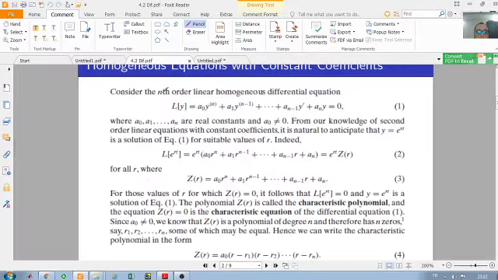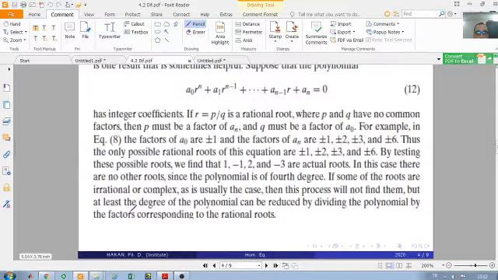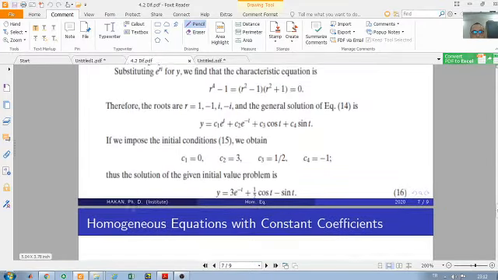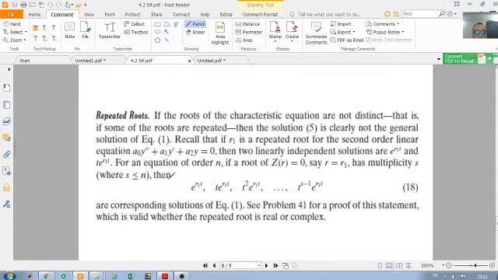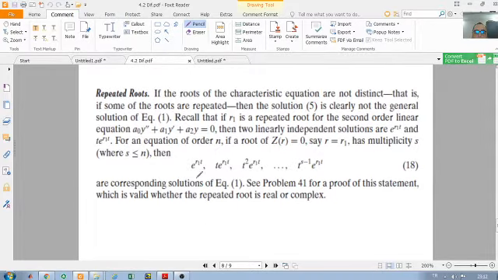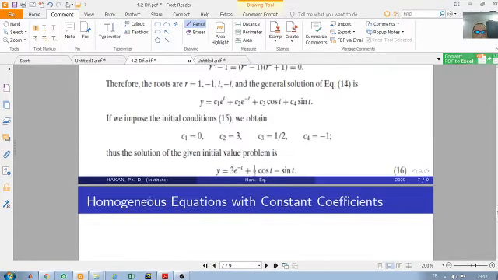You can see this in the lecture note here. For an equation of order n, if a root of the characteristic equation, say r1, has multiplicity s, or is repeated s times, and s should be less than or equal to n, namely less than the degree of the characteristic equation, they are written here as the corresponding solutions of the equation when we have repeated roots.